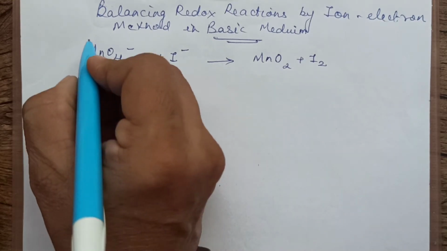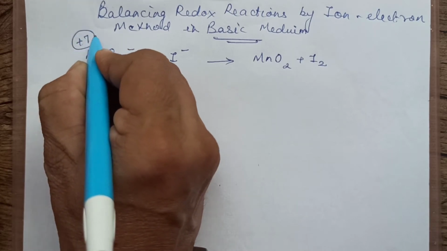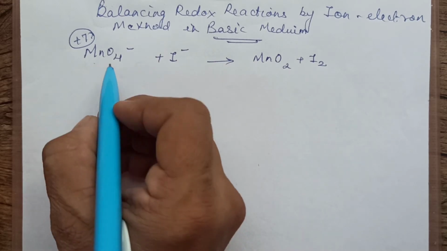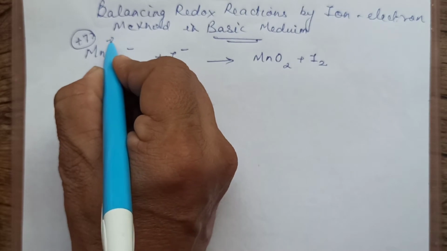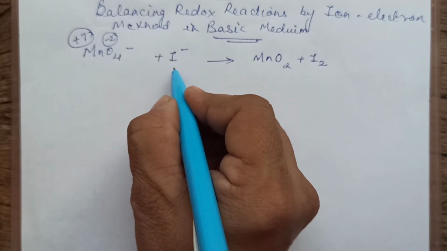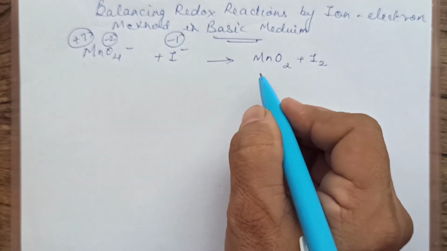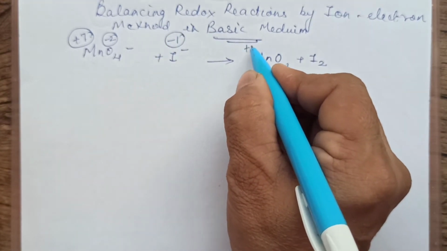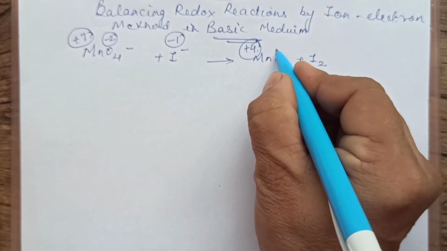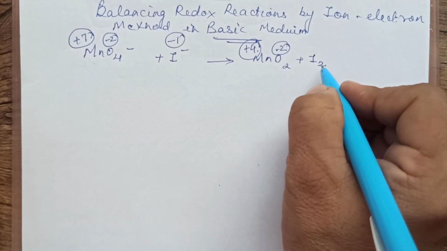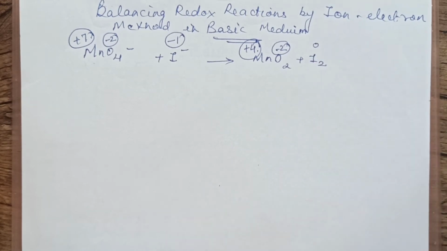So Mn, if you calculate, you will get +7. Again I am telling you to calculate the oxidation states. I have discussed it in my first video. Please go through all the steps. Oxygen is not changing, it's -2. I is a monoatomic ion, so it is -1, whatever is the charge. On the right, Mn you will get as +4, and O is -2. I2 is a homoatomic molecule, so it is 0, that we also discussed in the first video of redox reactions.